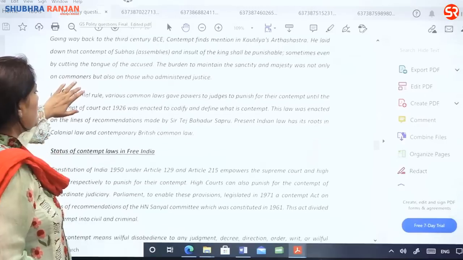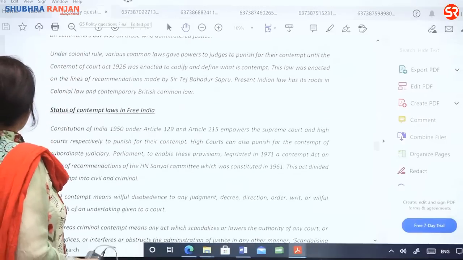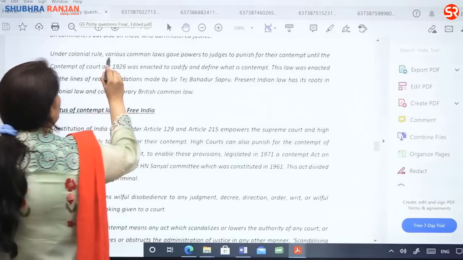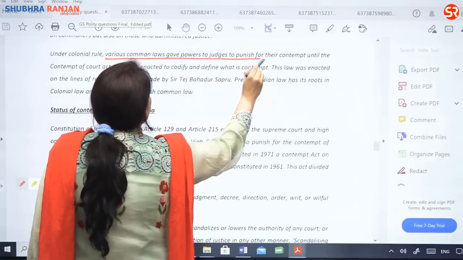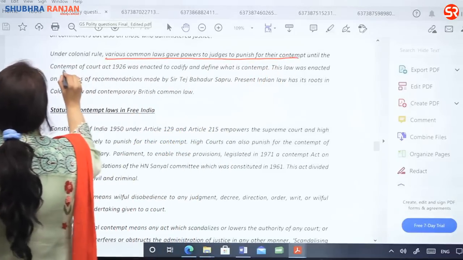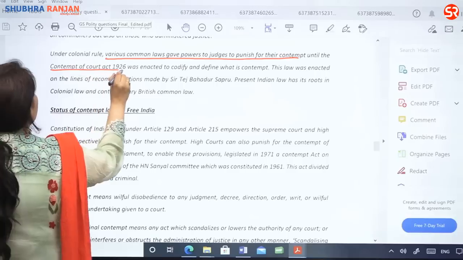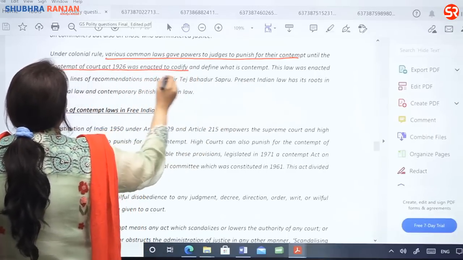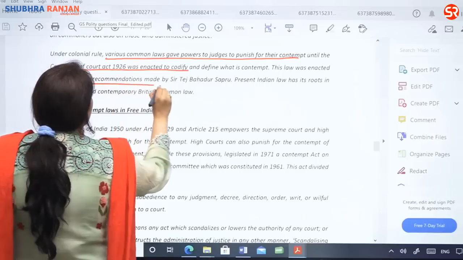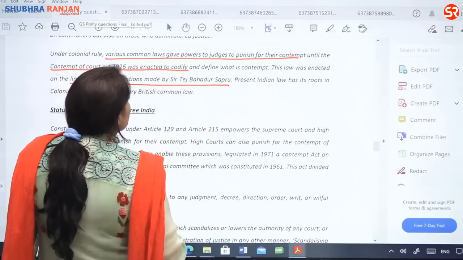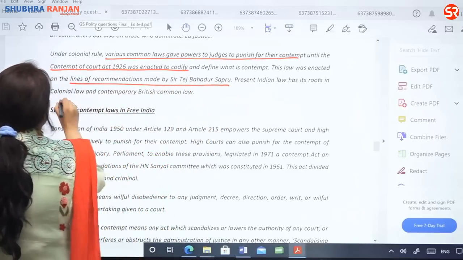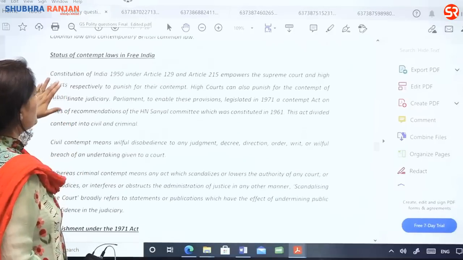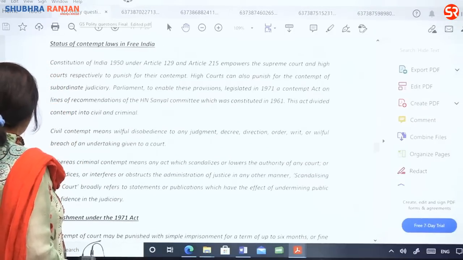Under the colonial rule, various common laws gave powers to the judges to punish for their contempt, until the Contempt of Court Act 1926 was enacted to codify and define. This law was enacted on the line of recommendation of Tej Bahadur Sapru. Present Indian law has its roots in the colonial law. The status of contempt laws in free India.